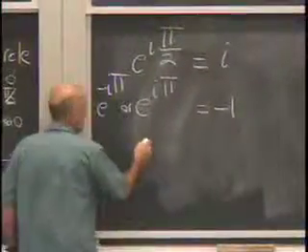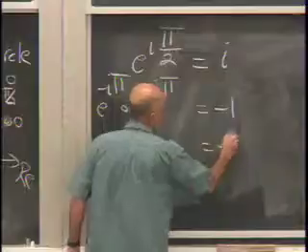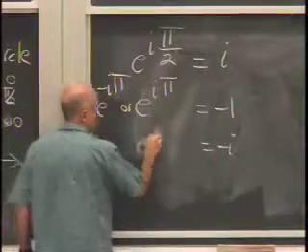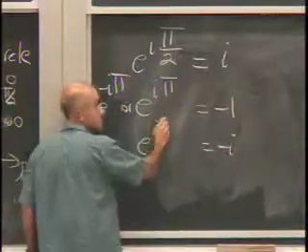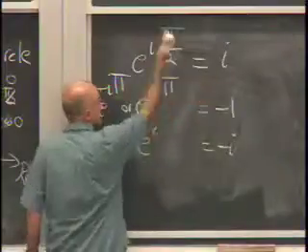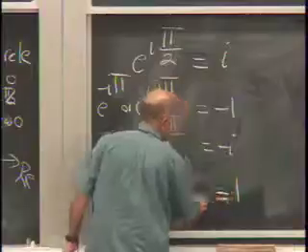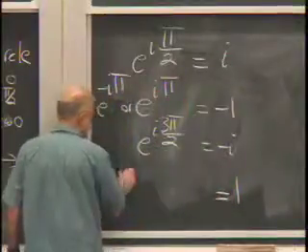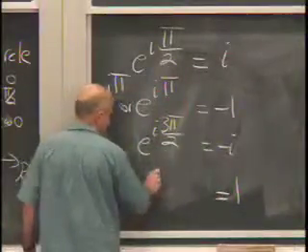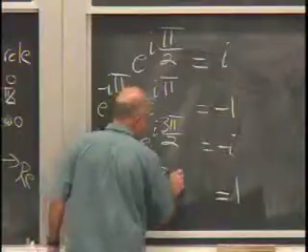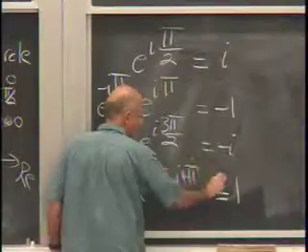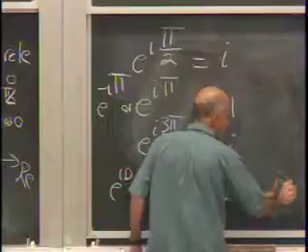So what is minus I? E to the I, what's the angle? 3 pi over 2. And the number 1 is e to the I 0, which is e to the I 2 pi, which is e to the I 4 pi, which is e to the I 2 pi k.